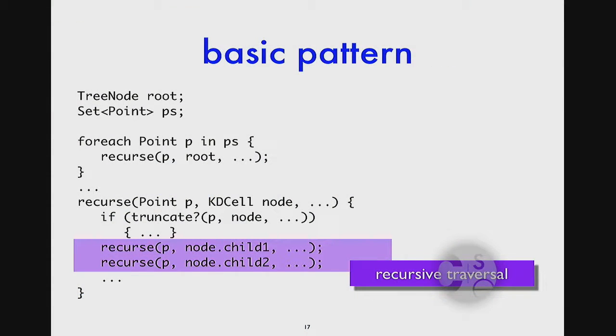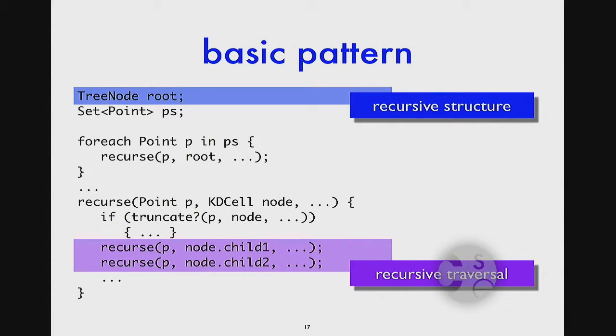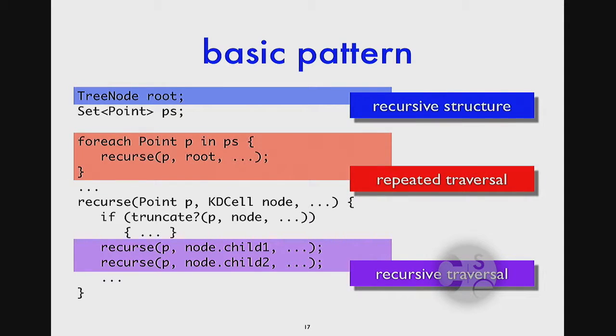I have some recursive traversal. I have some recursive structure that I'm traversing. And I'm doing it a lot. Okay? So this is the basic pattern that we're going to target. This is what our recursive traversal applications are going to look like. And what's nice about this from a locality standpoint is I've got a whole bunch of points that are traversing the same tree, which means that there's definitely some data reuse here, which means if I could do a better job of doing these traversals, I might be able to get really good performance.